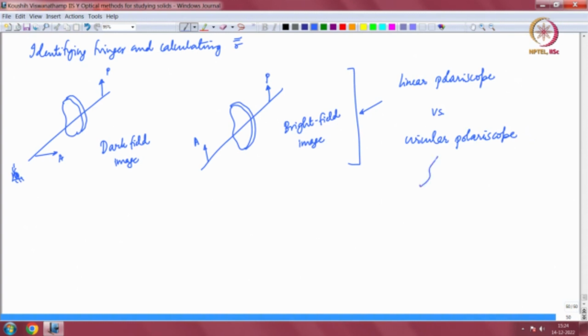The main advantage of using a circular polariscope, as we will hopefully show today, is that with this you do not get any isoclinics. So, you can eliminate isoclinics completely with a circular polariscope, and you will only get isochromatics. Just by sheer cleverness of its construction, it gets rid of isoclinics.